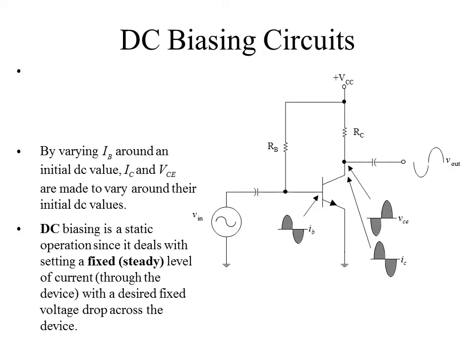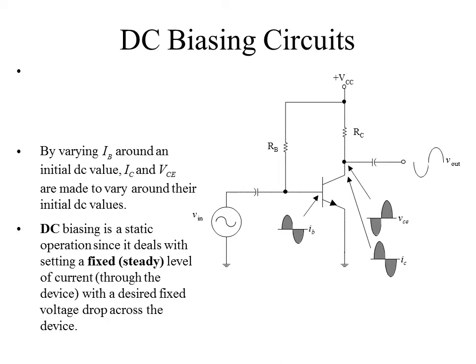Okay, this slide explains the DC biasing circuit. Here, by varying the IB around an initial DC value, IC and VCE are made to vary around their initial DC values. You can see here IB, in common emitter mode, has a normal AC supply. At VCE, the signal is going to be inverted, and at the collector point, that is at IC, it is going to be non-inverting, the same signal, not shifted.